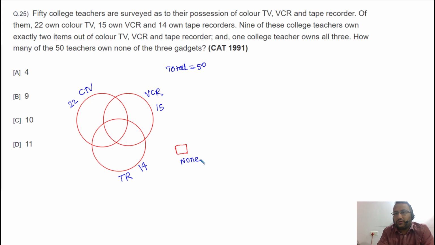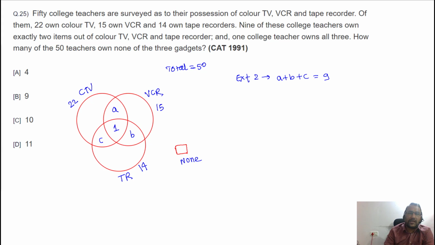It is given that 9 of these college teachers own exactly 2 items. So if this is A, B and C, this is the exactly 2 region. So exactly 2 region is A plus B plus C, which is equal to 9. And 1 college teacher owns all 3. So the value of this region is equal to 1. How many of these 50 teachers own none of the 3 gadgets? That is what we need to identify over here.